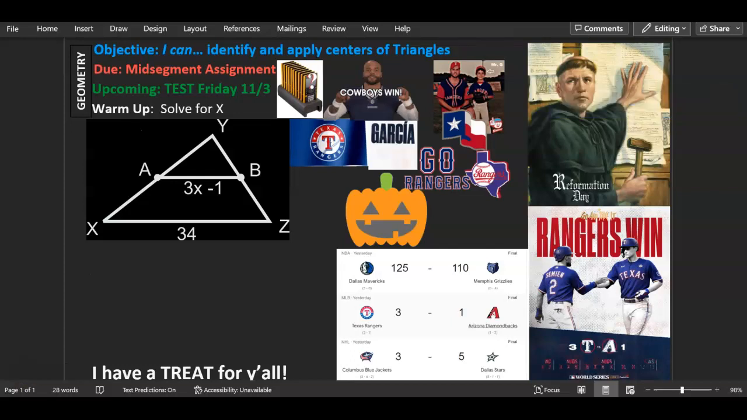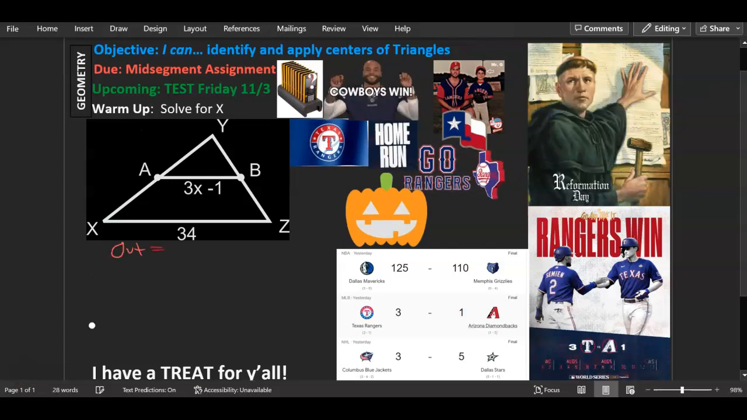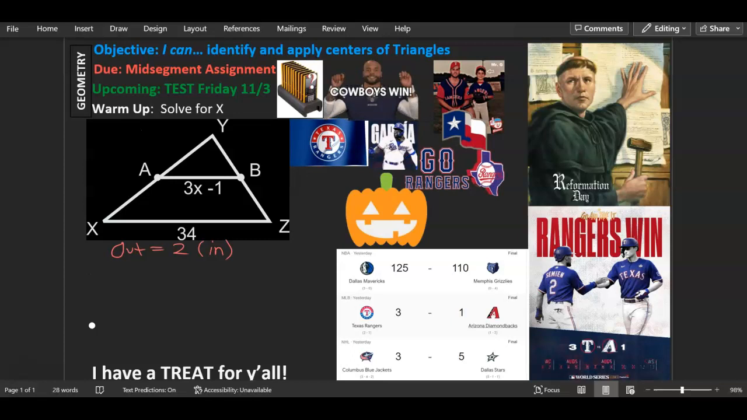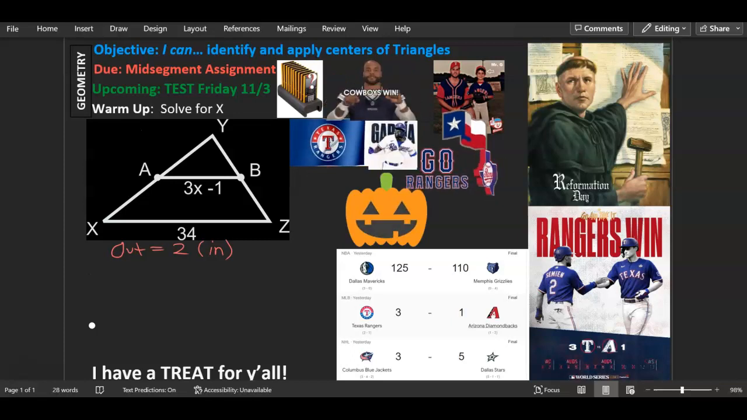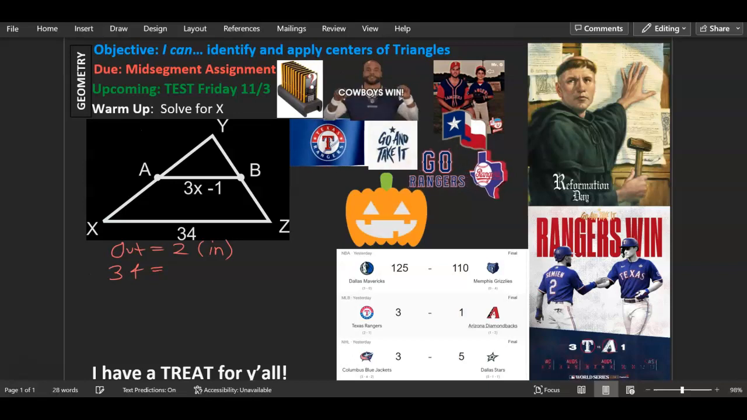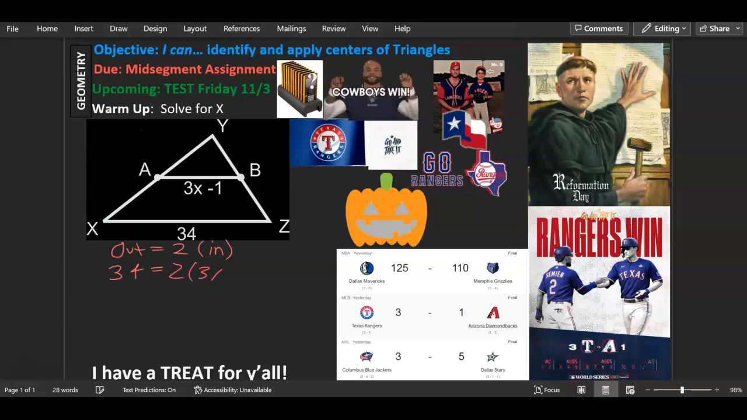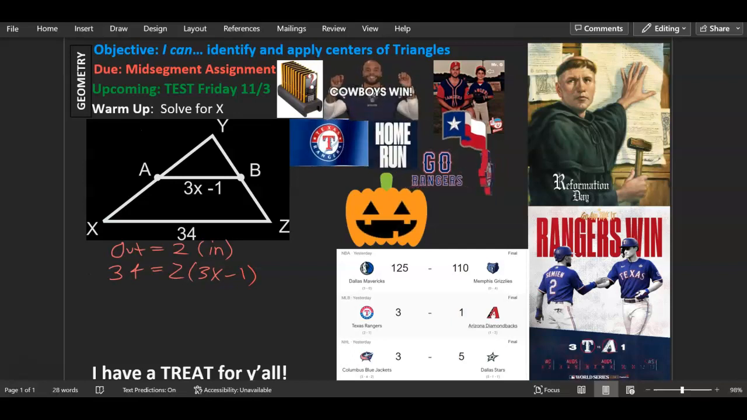Let's go and write that down. We said outside equals 2 times the inside in parentheses. You're going to have to substitute in what you know, right? What is on the outside? 34. And then 2 parentheses, what is on the inside here? 3x minus 1. Fill it in, please. You got to set it up, substitute.